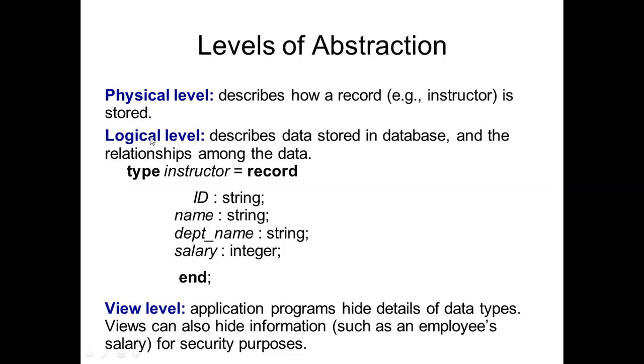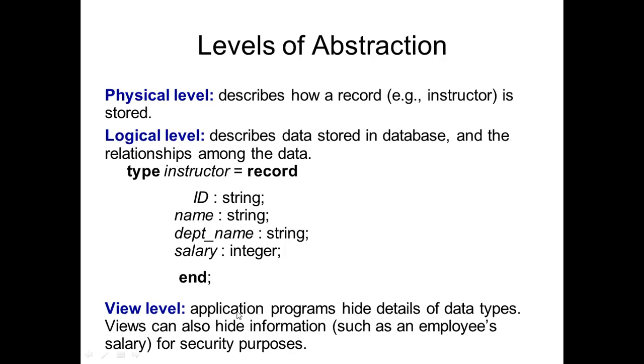Now in logical level, what type of data is stored? Here see, the type is record. Instructor is what? It is the record. Then in instructor, what are you going to store? That is ID, name, department name, and salary. And here, what type of data is stored means they have given the fields and the respective data types for that particular field. And in view level, we can display what you are going to view.